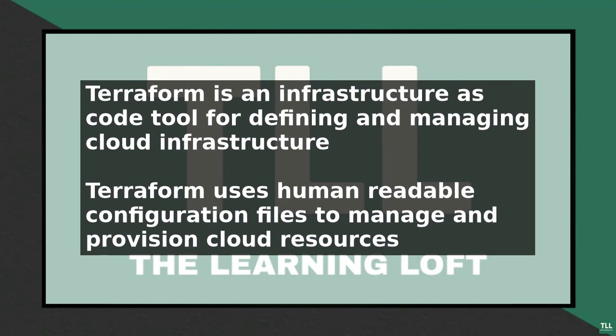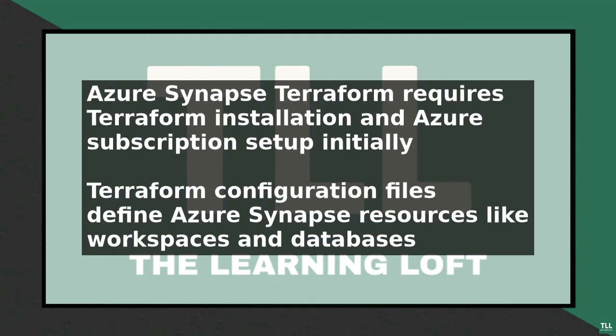To use Azure Synapse Terraform, start by installing Terraform on your machine and setting up an Azure subscription. Then, create a Terraform configuration file that defines the Azure Synapse resources you want to create, such as a workspace, pool, or database. The configuration file should include the necessary provider and resource blocks to define the resources and their properties. For example, you can define a Synapse workspace using the Azure Synapse workspace resource block, and specify properties such as the name, location, and storage account.